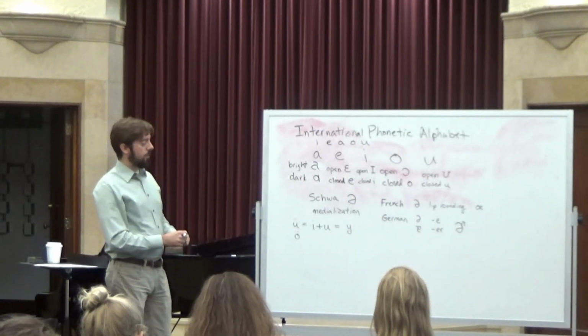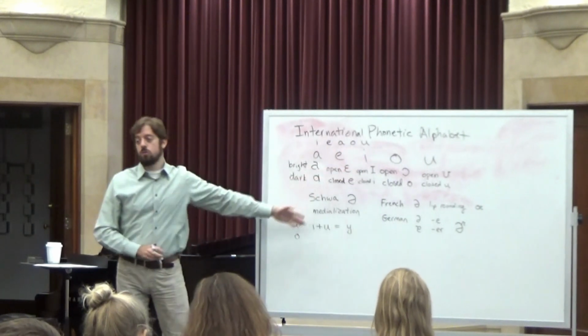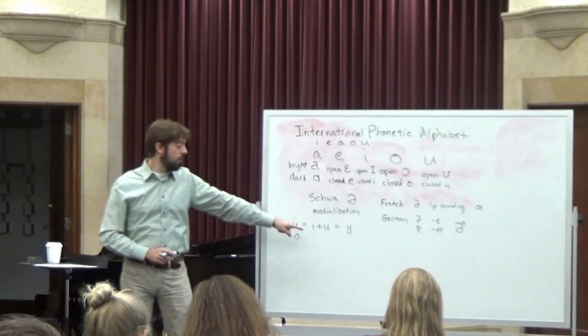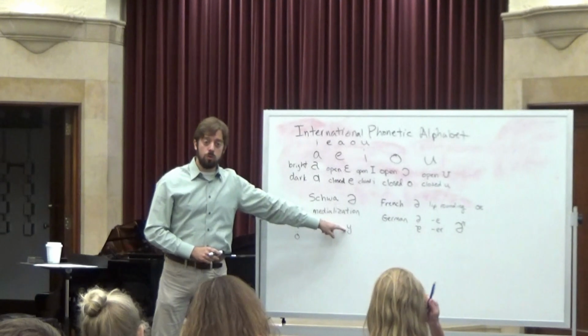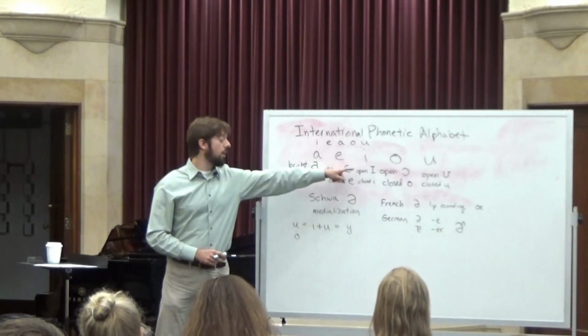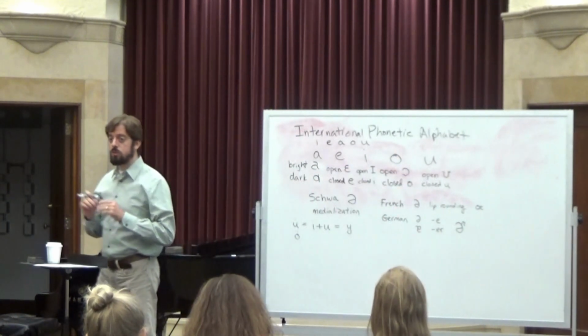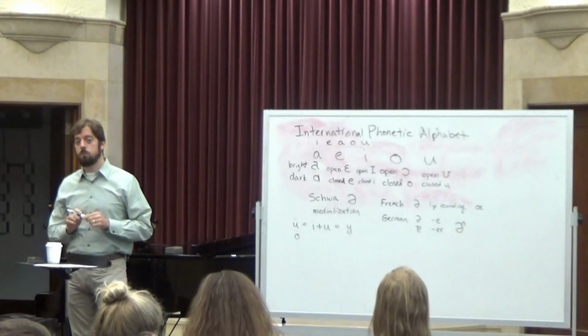And just like we had the closed version and the open version of all these other vowels, we have the closed version and the open version of this. So U is an E plus an U, and Ö is an I plus an O. So that's called medialization also. The tongue kind of went towards the center a little bit more.